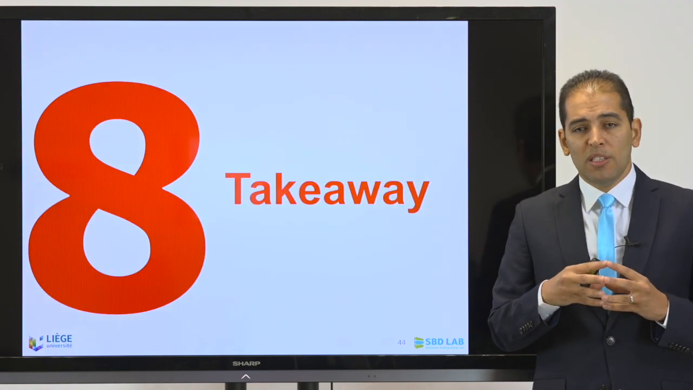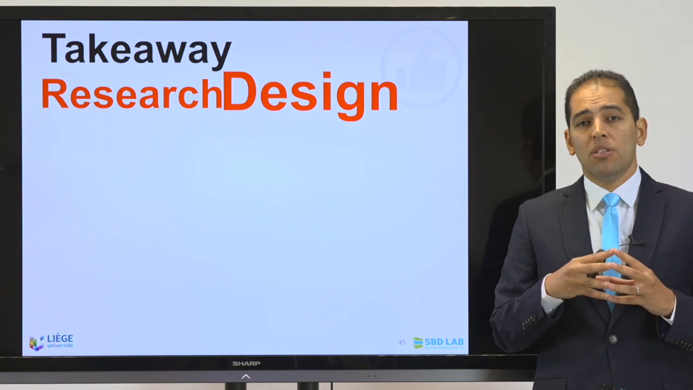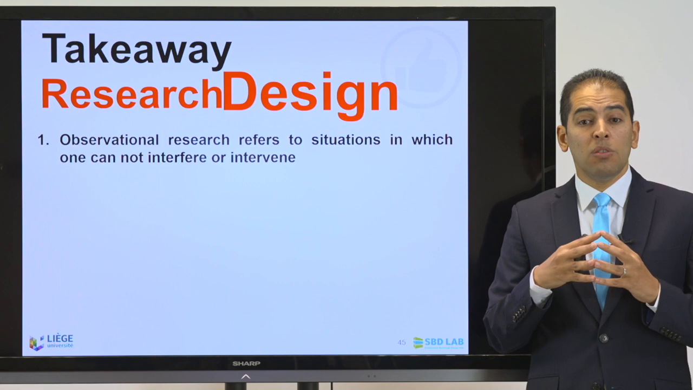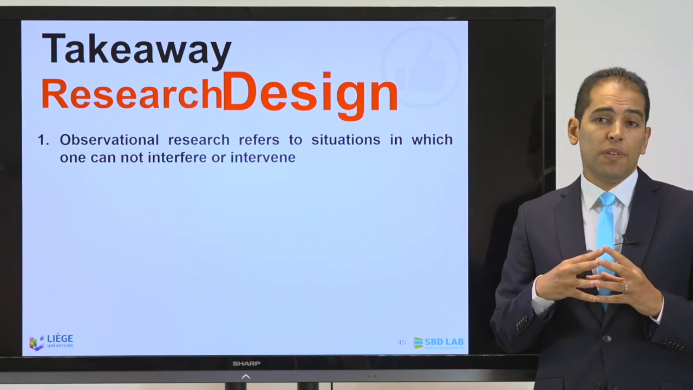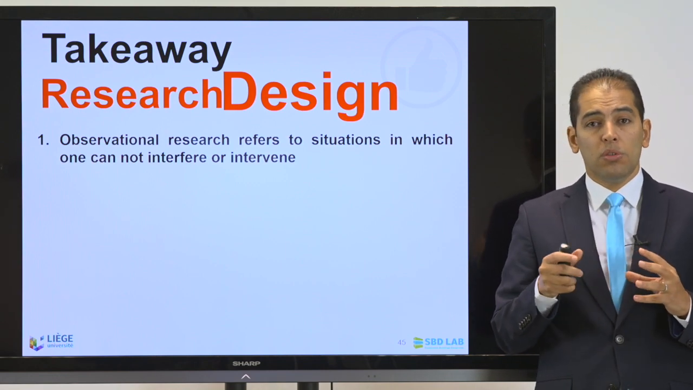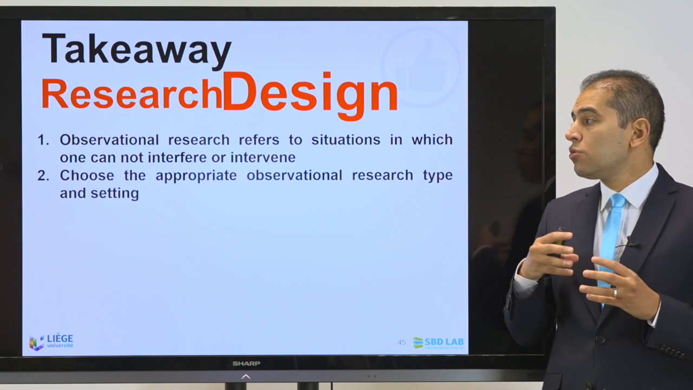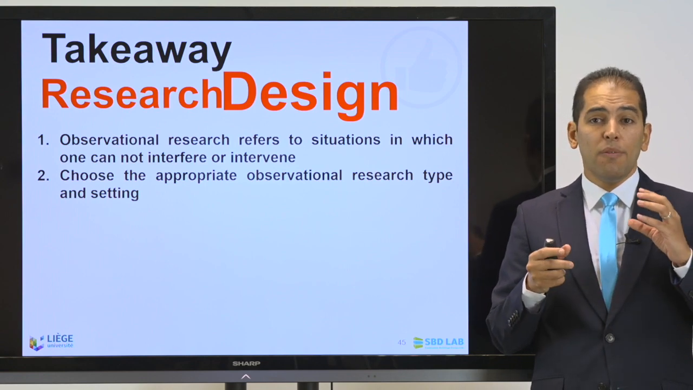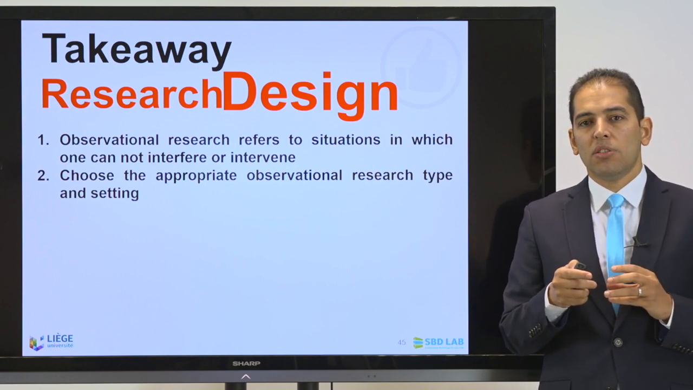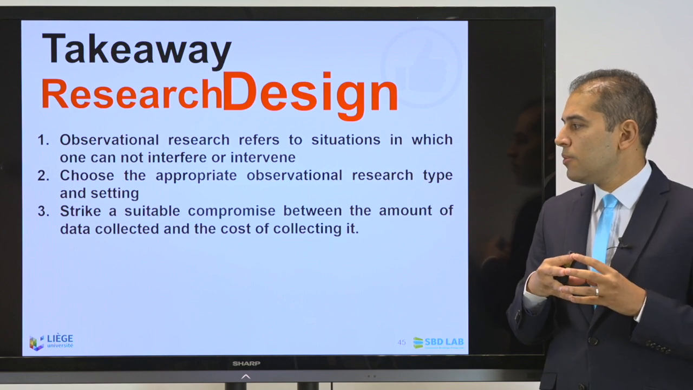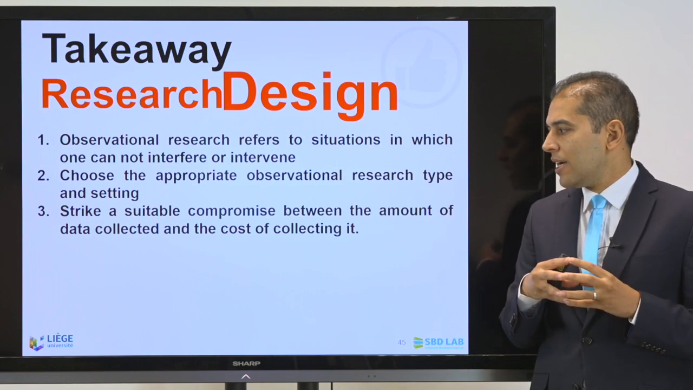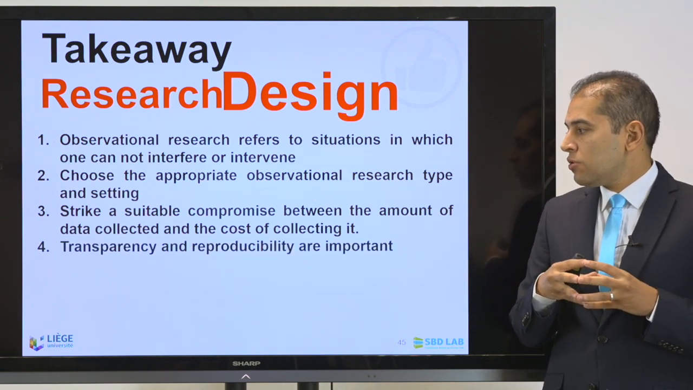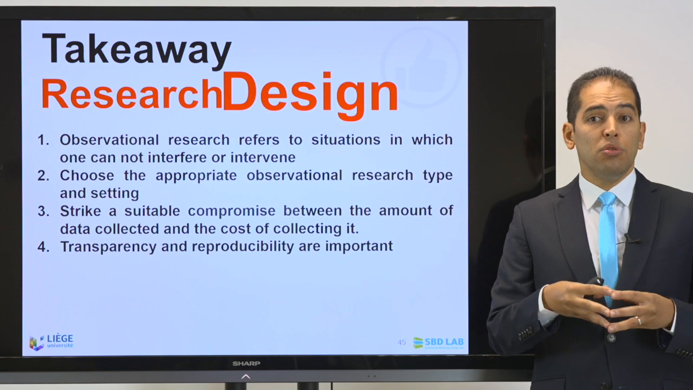Well, this is the end of today's presentation. Some takeaway messages for you. Well, observational research refers to situations in which one cannot interfere and intervene. So it's very important to take this into account before starting. You need to choose the appropriate observational research type and setting early on and define it as part of your observational research. Also, you need to strike a suitable compromise between the amount of data collected and the cost of collecting the data. And for sure, you need to be transparent and allow for reproducibility of your work.